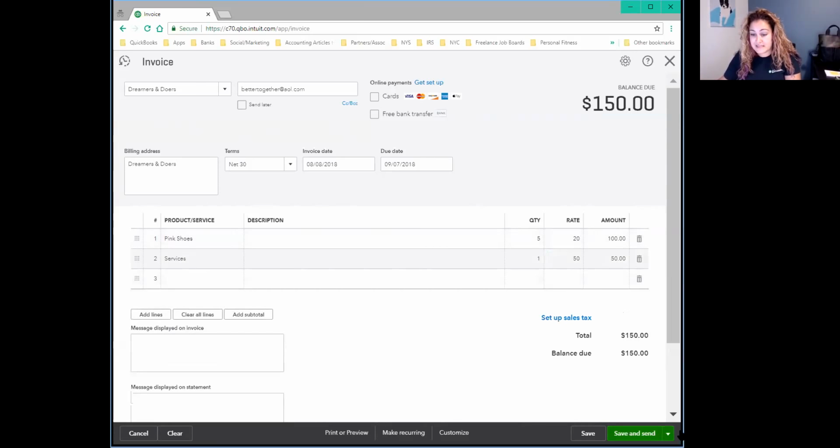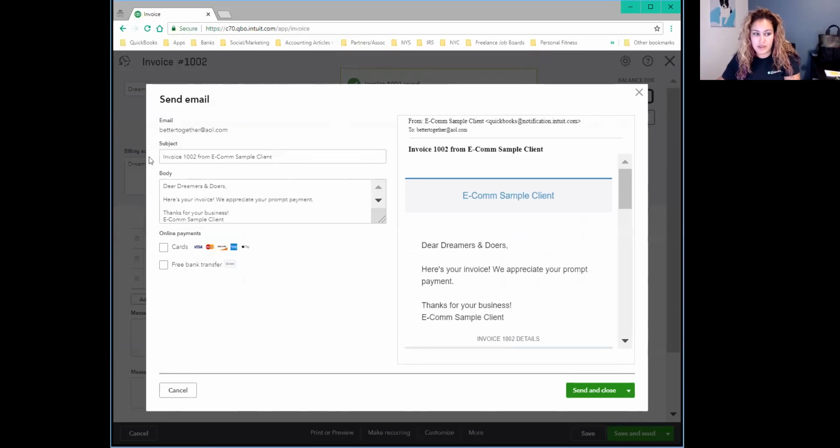When I say save and send really quickly, it's going to say, you know, here's your invoice from my e-commerce simple company. Dear Dreamers and Doers, here's your invoice. And then down here, you have these options to have them pay online. Online payments by card is the same as, you know, processing credit card. So there is a fee involved if you want to sign up for credit card processing. But down here, you have this free bank transfer. So you can turn this feature on, and it costs you no money. They're able then on their side to pay like via e-check, right? So they're going to enter their routing number and their checking account number.